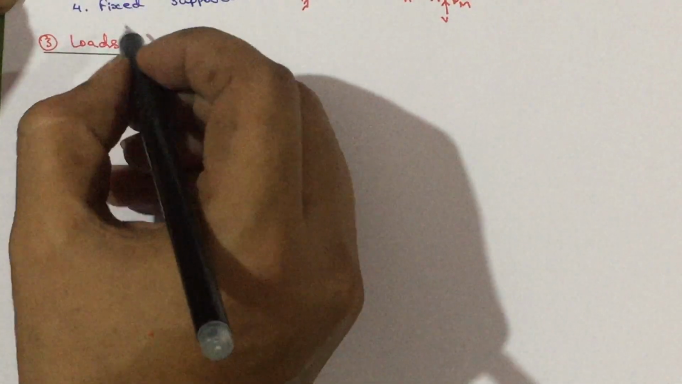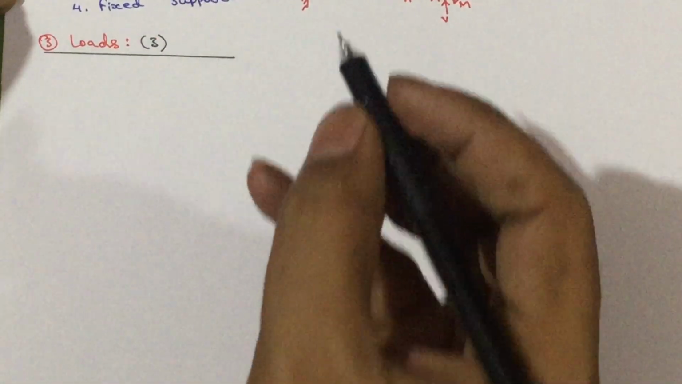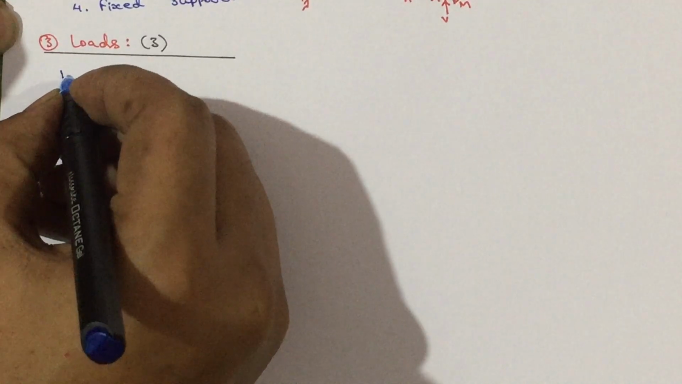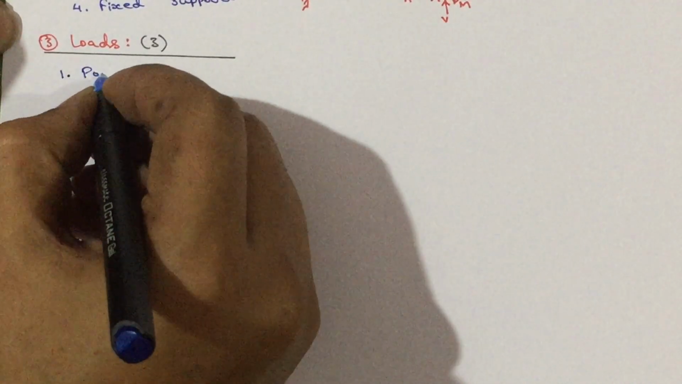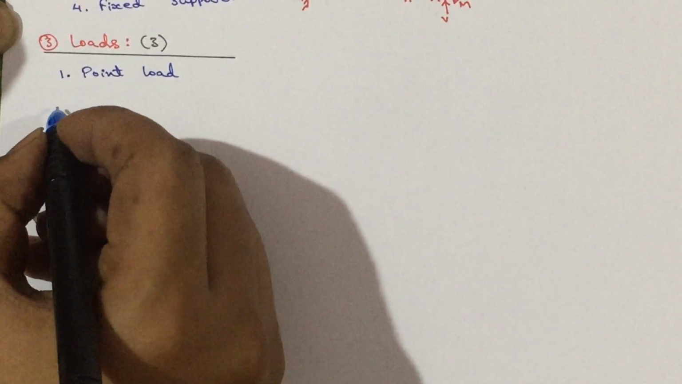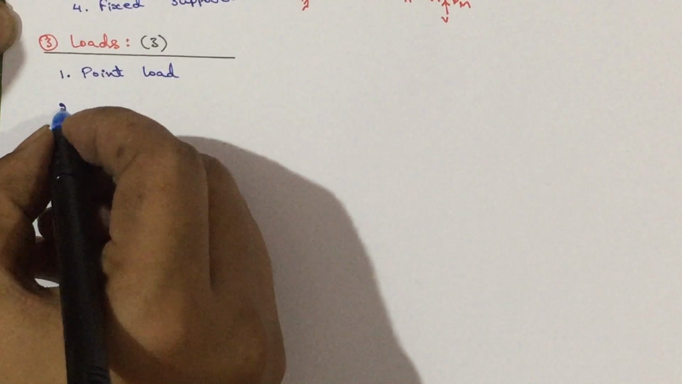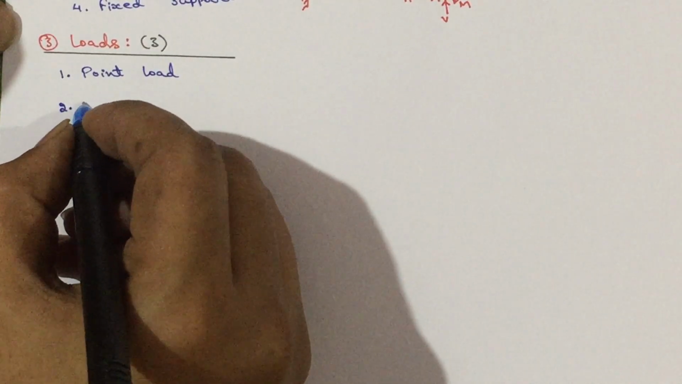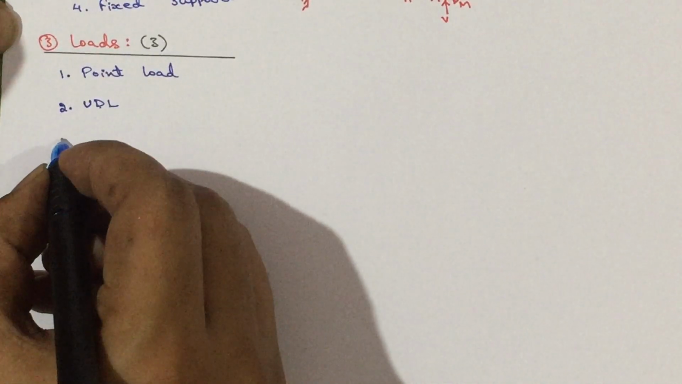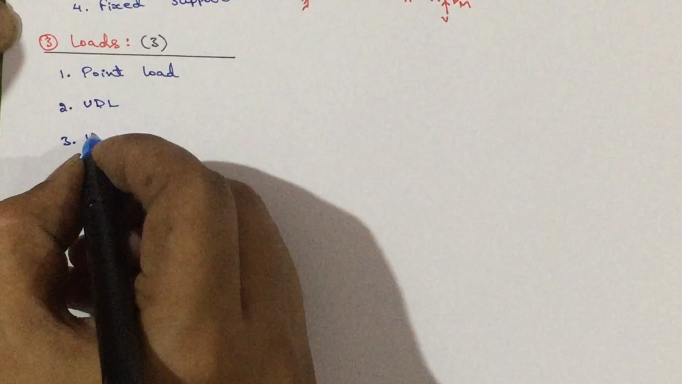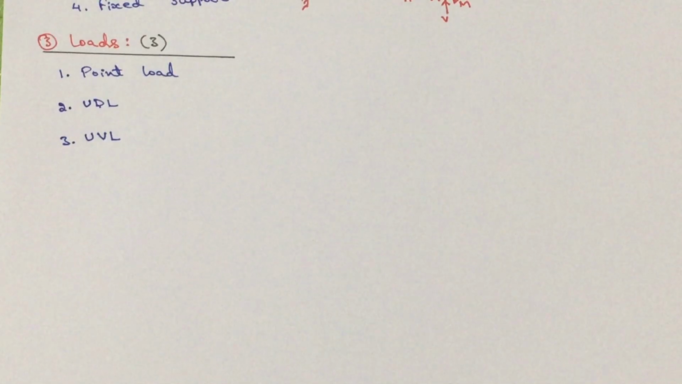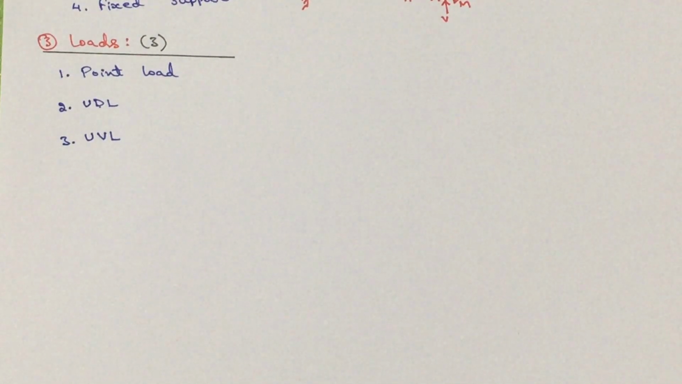We know that there are three types of load. So they are point load, or also we call that one as concentrated load. Next one is uniformly distributed load. We simply write that one as UDL, uniformly distributed load. And the third one is UVL, uniformly varying load. Point load, uniformly distributed load, uniformly varying load.